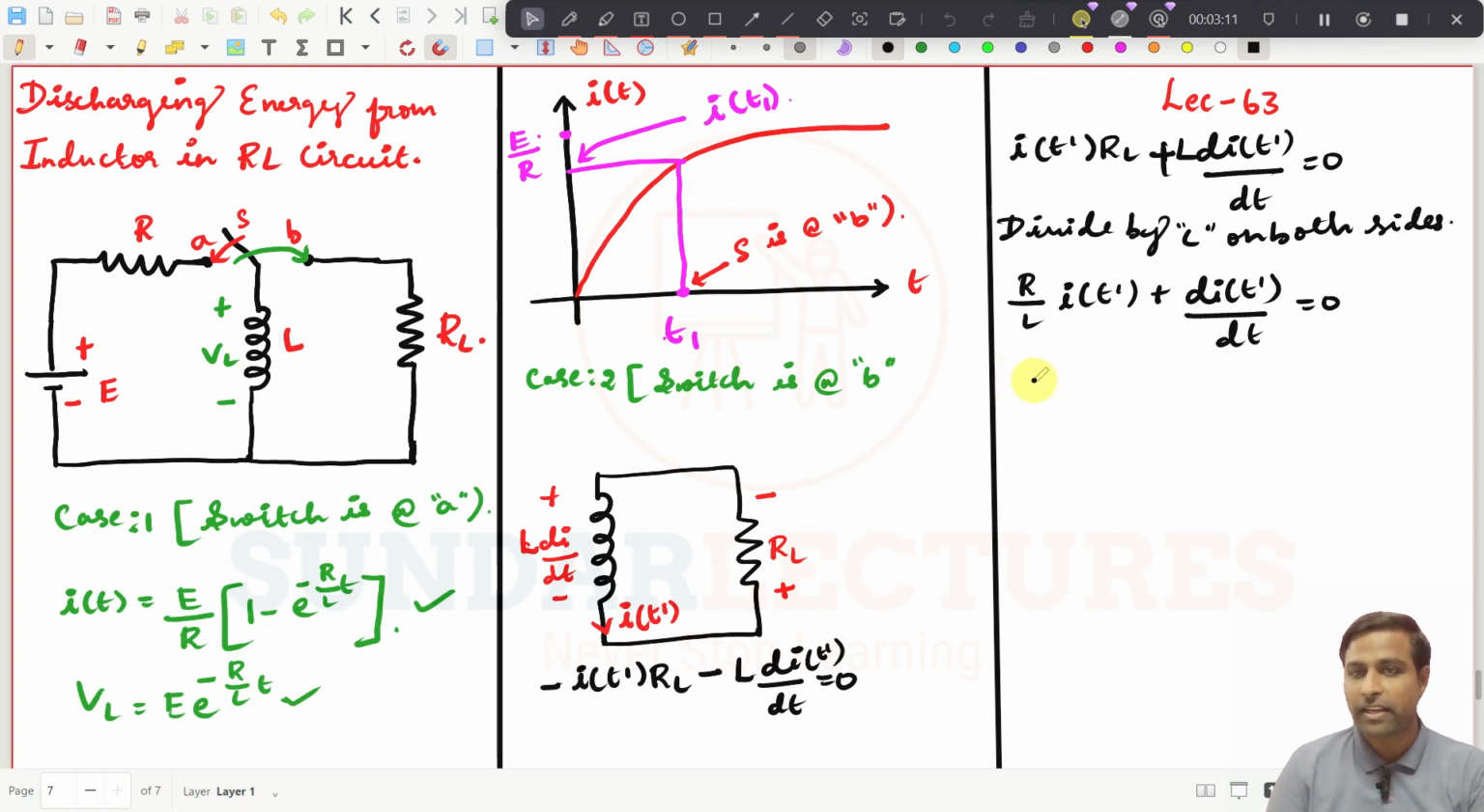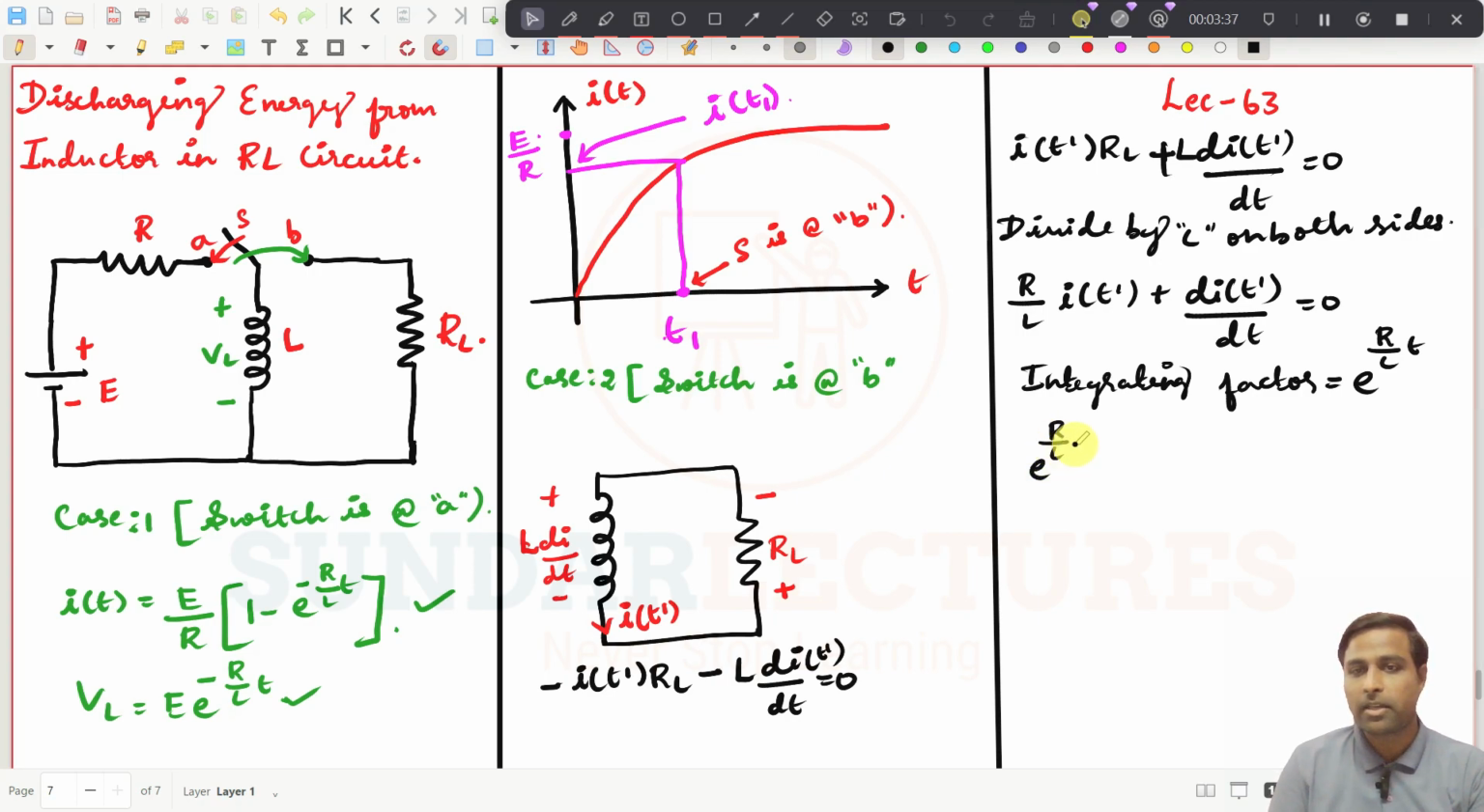What is the integrating factor? We have seen these kinds of things, and I have told you I am going to take it in the next class: how to solve differential equations with the classical techniques, right? That we will see in the next class. This will be e power R by L into t, right? That is the integrating factor. I am just multiplying the integrating factor on both sides.